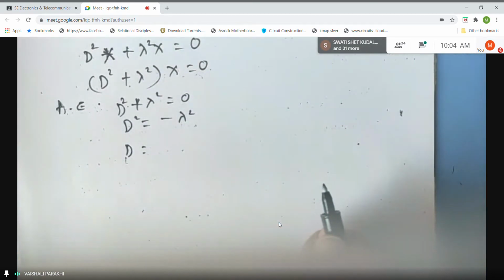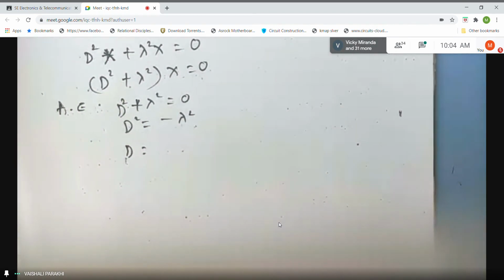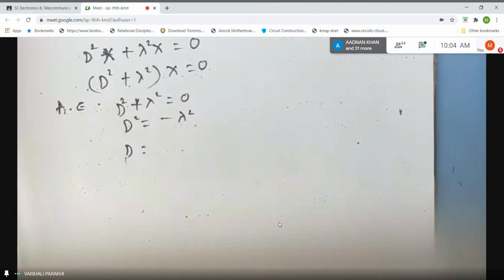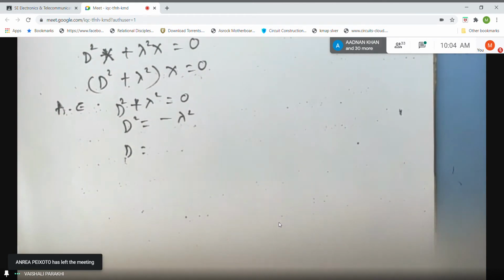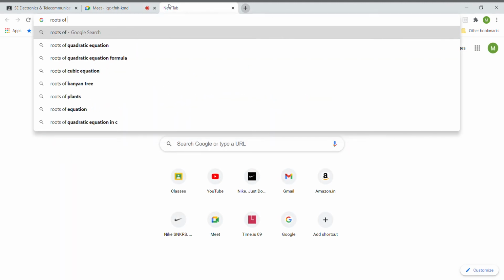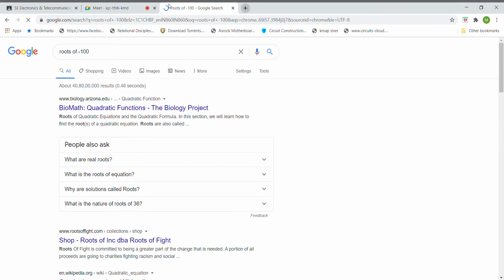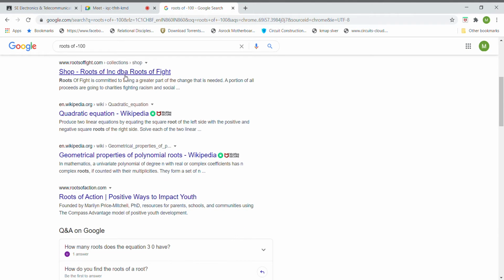So D is equal to, can anybody tell me what will be D here? What will be the roots of minus lambda square, students? What are the roots of a negative number? Muskan? What is the root of minus 100? What are the roots of minus 100, Muskan? Can you hear me? You can put your answer in the chat box, no problem. If you can hear me, put the answer in the chat box. What are the roots of minus 100?